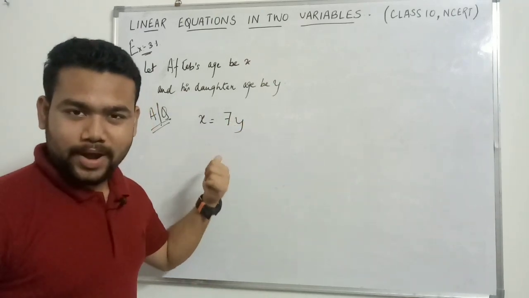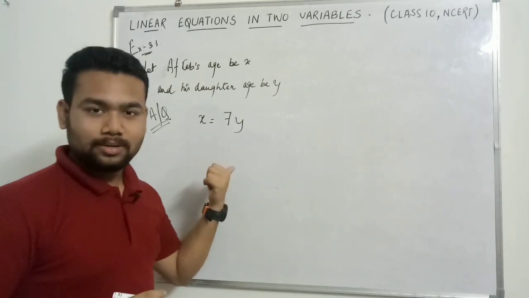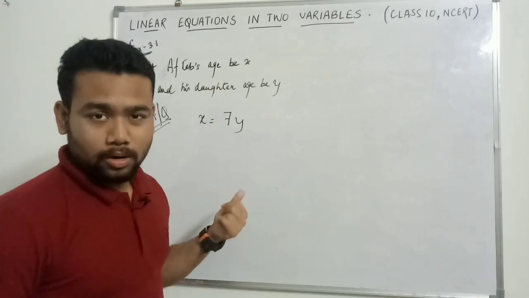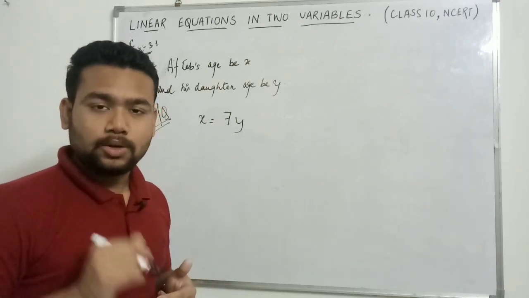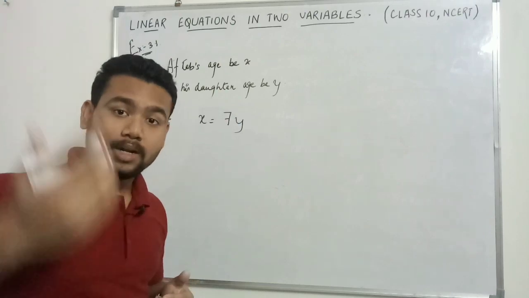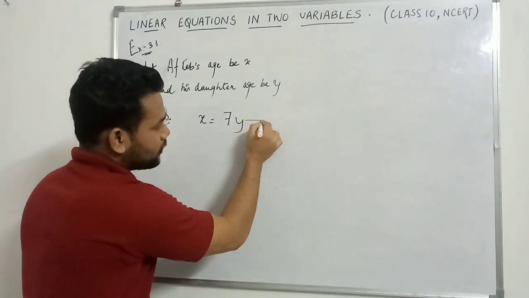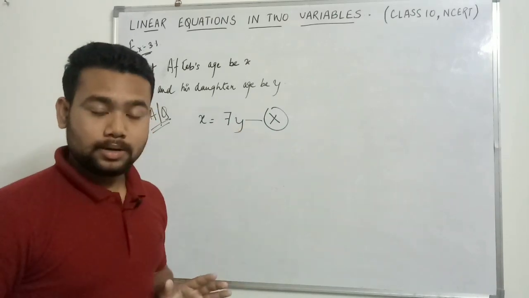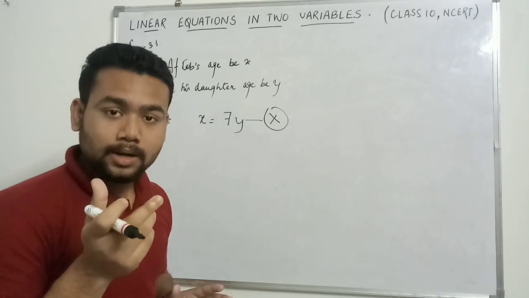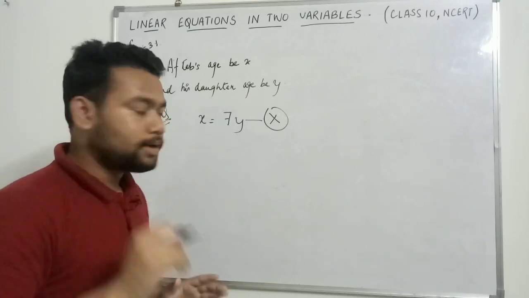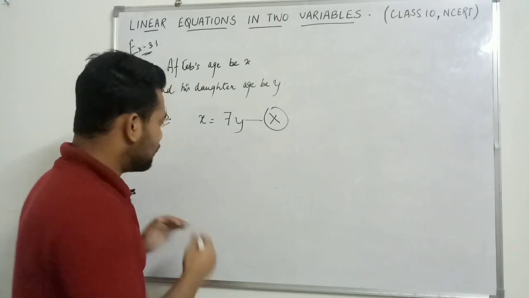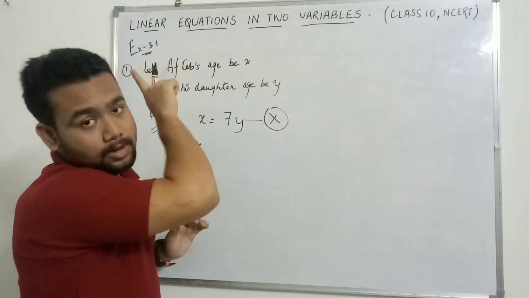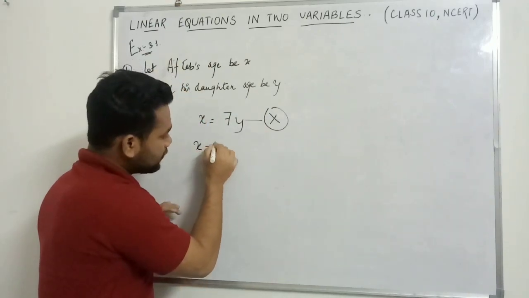Actually it looks like the correct one, I hope, but actually it is wrong. Why? It is also mentioned in the question that it was 7 years earlier. That's why this equation is wrong. Otherwise the concept is right, but it has been mentioned 7 years earlier. So for that the equation will change into x, the father's age 7 years back, means x minus 7.